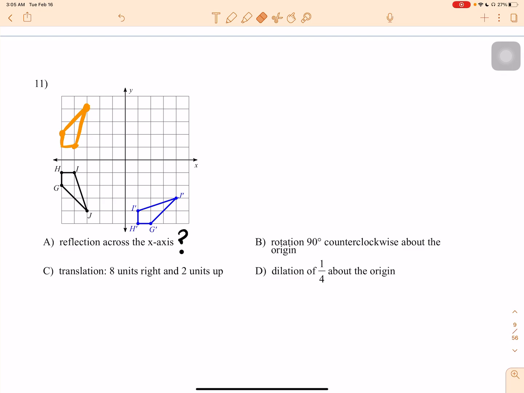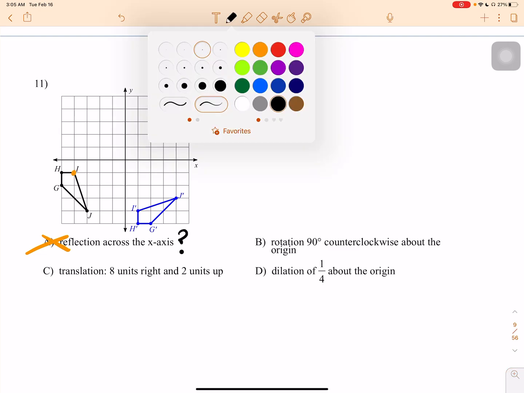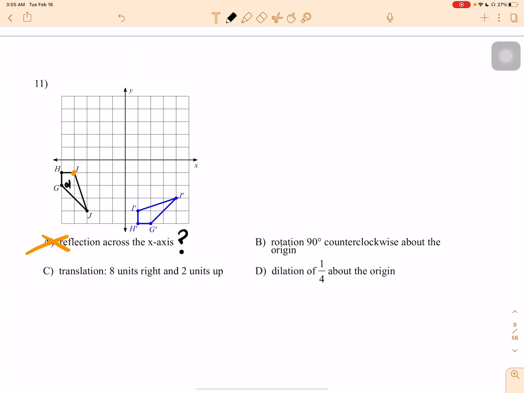This is definitely not a reflection. Okay? Not a reflection here. Not A. All right, so translation, 8 units to the right and 2 units up. Let's try to move point J. Because remember, guys, I'm always starting off with the black one here because that is my old, and then the blue one is my new because it has the prime. I wish there were more distinct colors like green, orange, right? But blue and black represent our old and new.